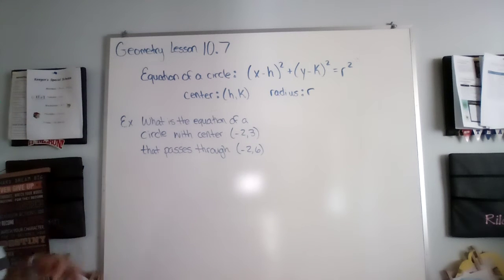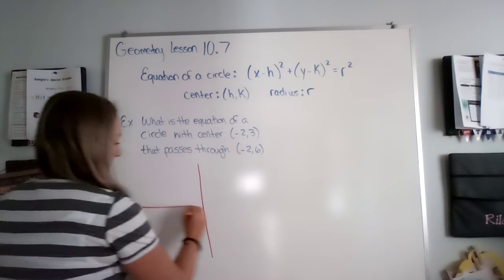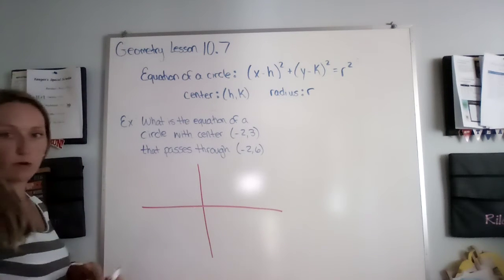Okay, so the first example we're going to look at says, what is the equation of a circle with a center of (-2, 3) that passes through (-2, 6)? Now, like I did for the last lesson, I'm going to show you two different options. One is to sketch it, and if you have graph paper, it's very helpful to have a piece of graph paper. All right, so let's sketch it for a minute and think about what we have, what we need, and where we can go.